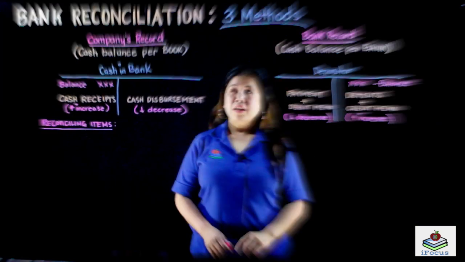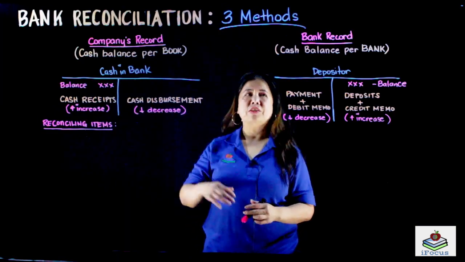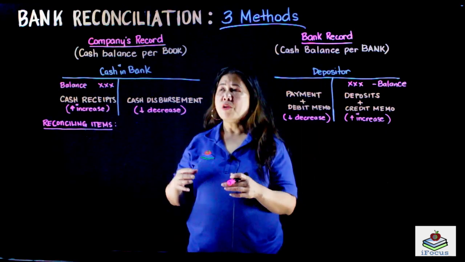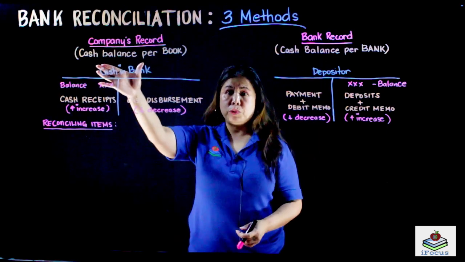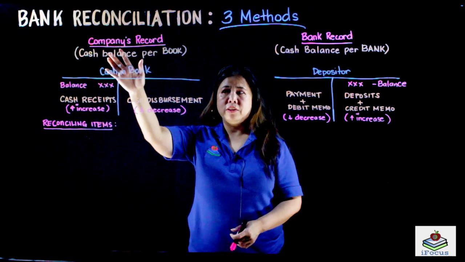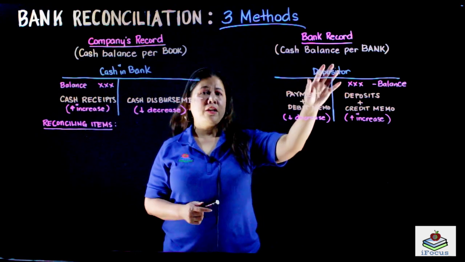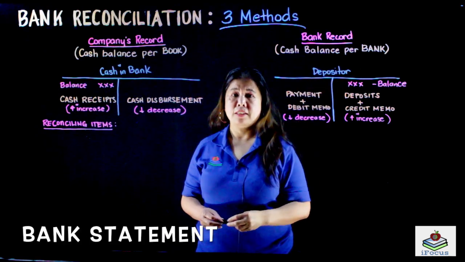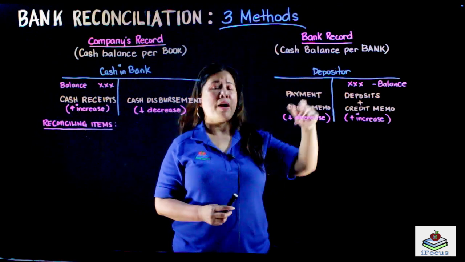At ito yan. Alright, so let's have an overview of the company's record and the bank's record. On our bank reconciliation, ito po ang ating cash balance per book on the company's record. Nakukuha natin yan sa ledger. Dito naman sa cash balance per bank, nakukuha natin yan sa bank statement. So, on the bank's record, yan po ang ating cash balance per bank.